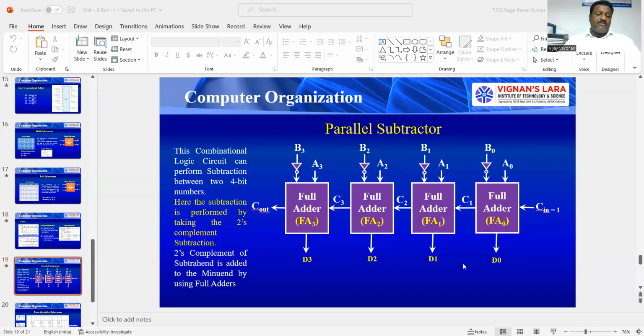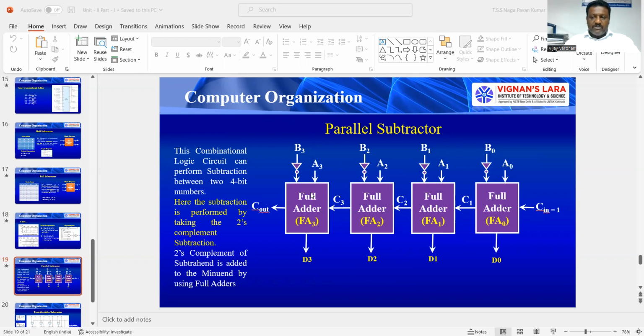And next one is a parallel subtractor. It looks like a parallel adder. A parallel adder does addition between 2 multi-bit numbers. In a similar way, a parallel subtractor can do subtraction between 2 multi-bit numbers. But the important thing is, this subtractor circuit is not designed with parallel subtractors, because the subtraction operation is a little bit more complex compared to addition. If you have to transfer the borrow from the higher order end to the lower order end, it is a very difficult process for us.